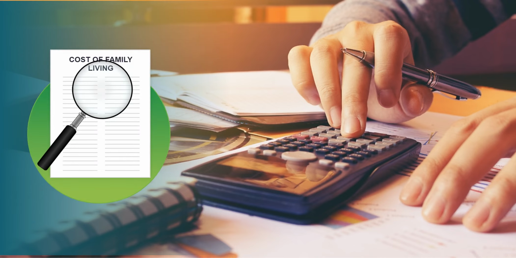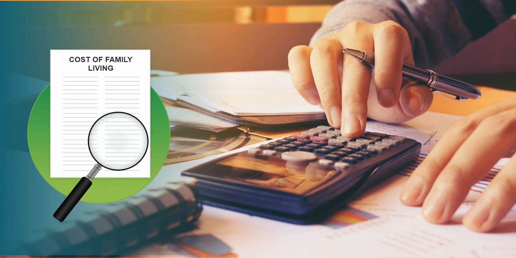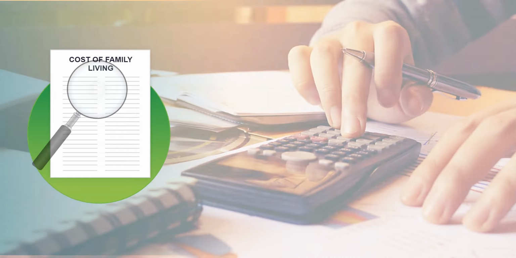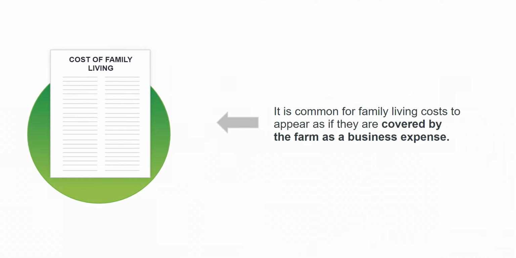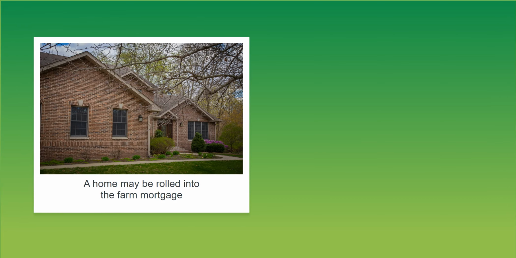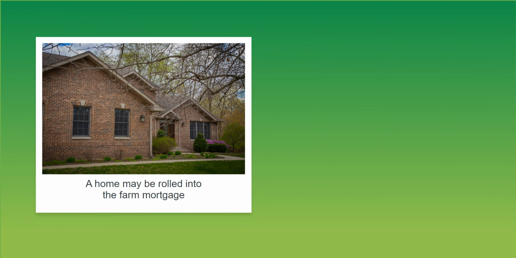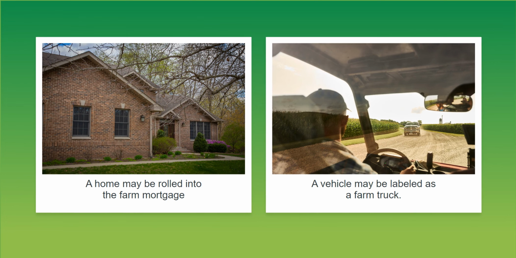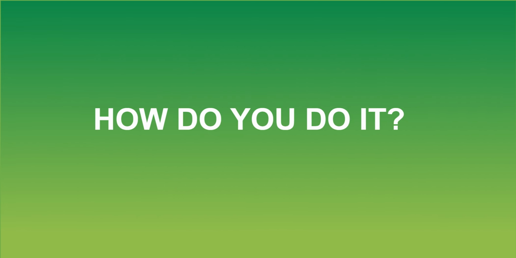Determining the cost of family living can indeed be challenging, especially if you haven't maintained separate checking accounts for farm and family expenses. It is common for family living costs to appear as if they are covered by the farm as a business expense. For example, a home may be rolled into the farm mortgage or a vehicle may be labeled as a farm truck. Identifying and appropriately accounting for these intertwined expenses isn't always straightforward. How do you do it?